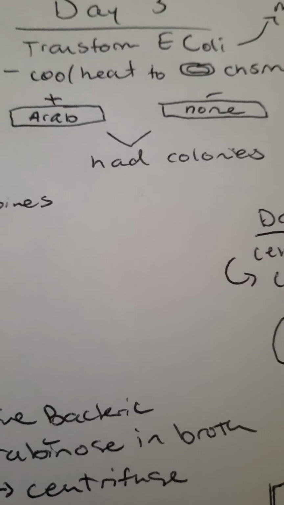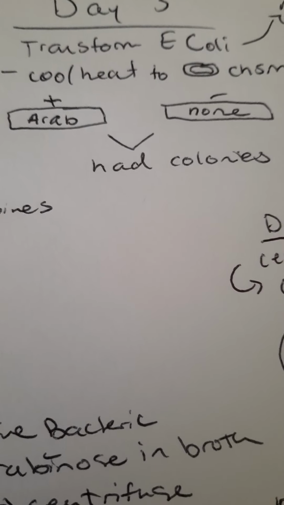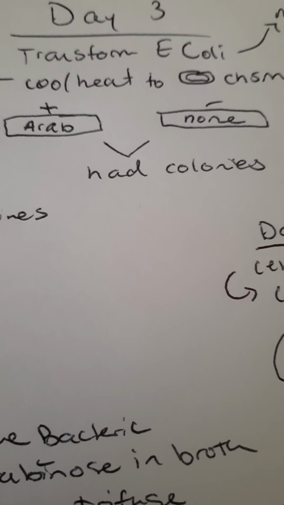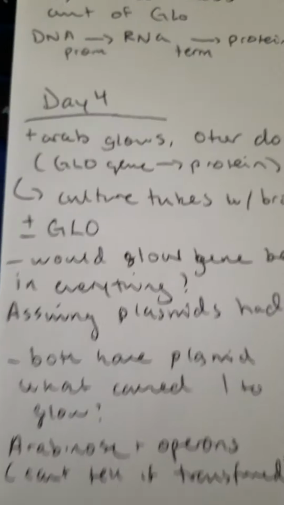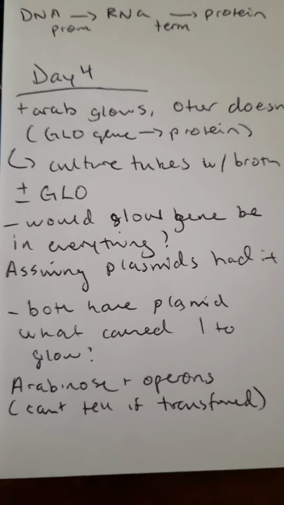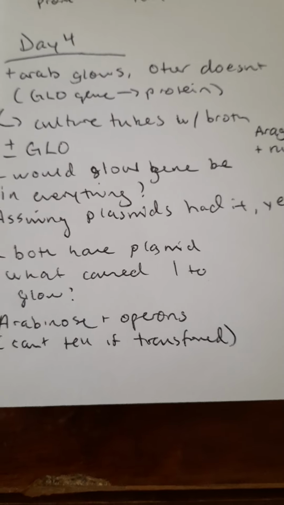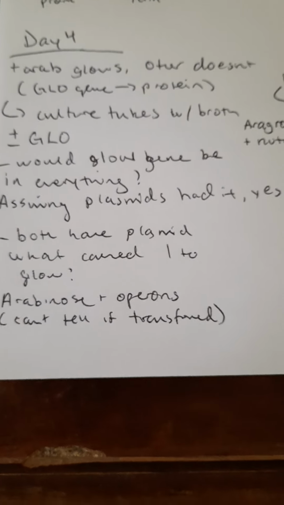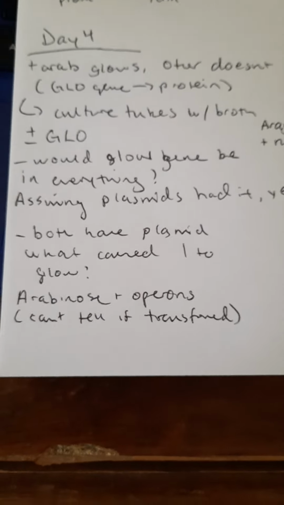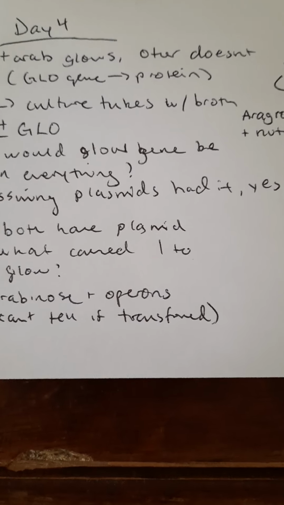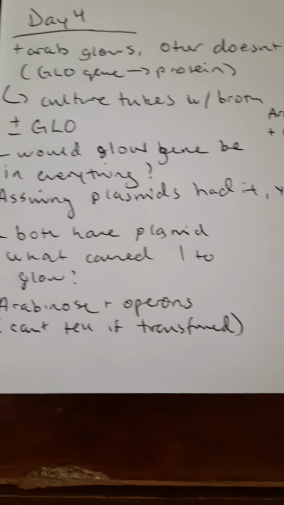And then there's the two plates, the petri dishes, with plus arabinose and none in the other. Both of them had colonies, and hopefully they're transformed. There's no indication yet, but later on there will be, that we hopefully transformed all of them, and of course the expression. Day 4, we found out that the plus arabinose glows and the other didn't. So that must mean in this one, because of the presence of the arabinose, there's a glow gene which made the protein through the dogma.